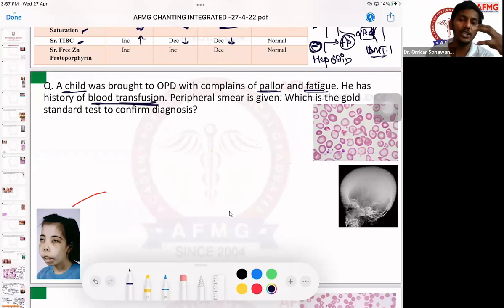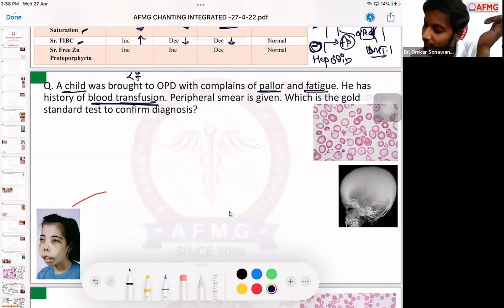So please remember, usually in mild to moderate anemia, blood transfusion is not required. Blood transfusion is required when hemoglobin level falls below 7 grams per deciliter. When hemoglobin is less than 7 grams per deciliter, it is considered severe anemia in a patient, and at that time we give blood transfusion to the patient, not before that. So here he has a history of blood transfusion. A peripheral smear is given in the patient. And what is the gold standard test for confirmation of diagnosis?